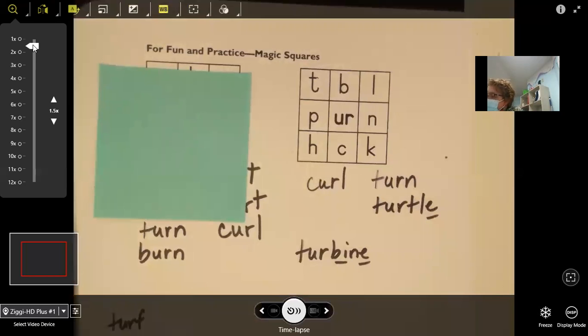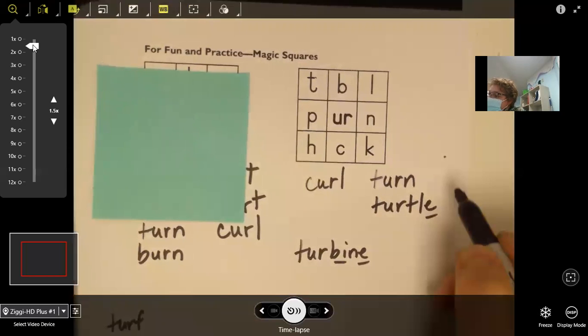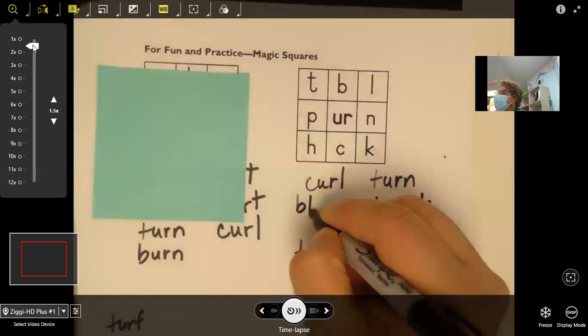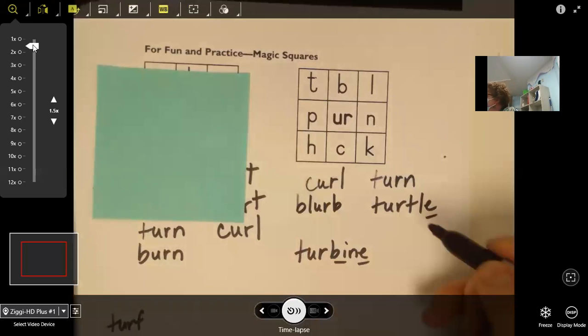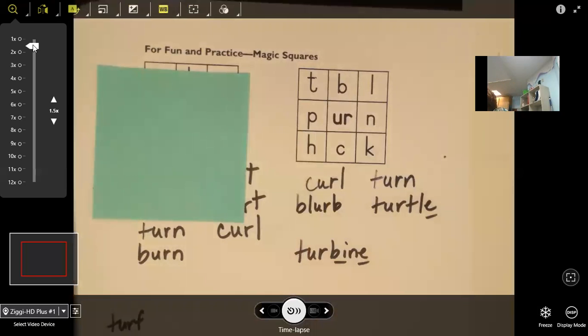Yes, Sawyer. Blurb. Yes, we wrote a blurb for the back of our frog book, didn't we? Good. Miss Sunny. Chirp. Shirt.